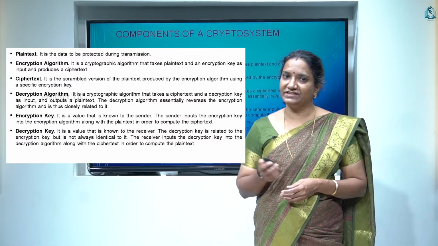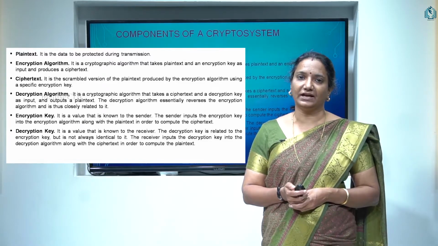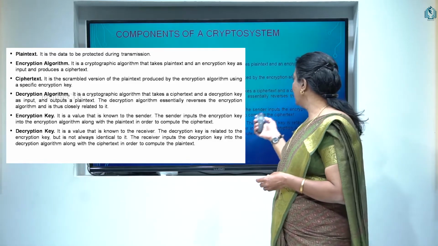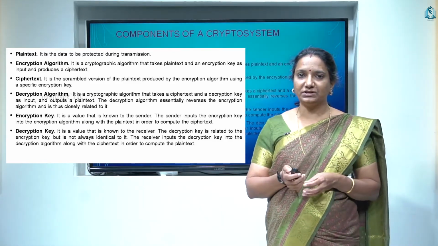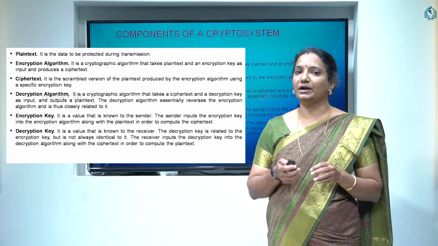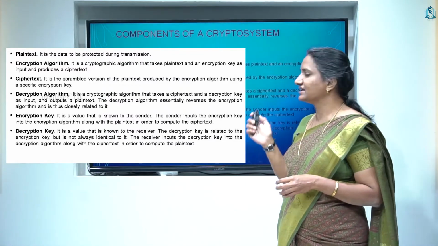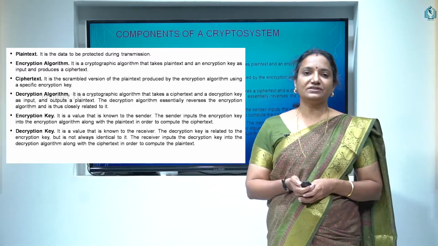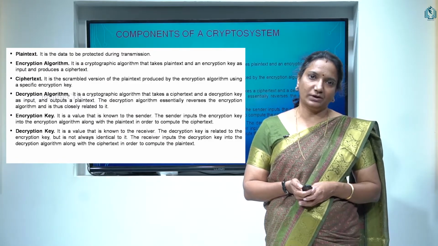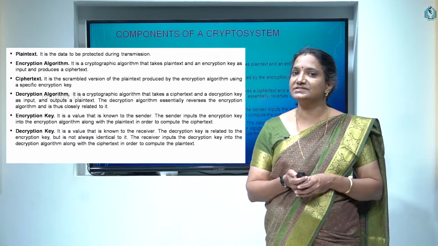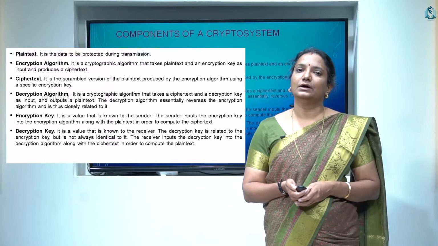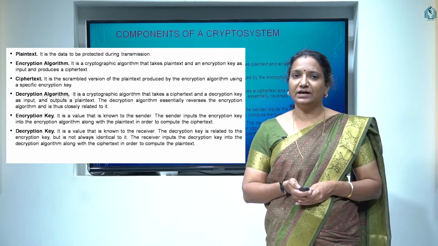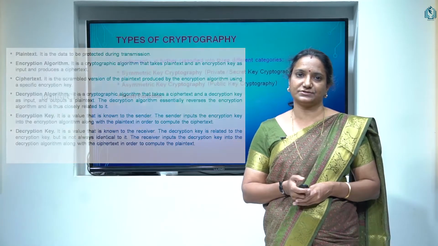And here there are two keys. One is the encryption key. The encryption key is a value known to the sender. The sender inputs that encryption key with the plain text for computing the ciphertext. Next, the decryption key. It is a value known to the receiver, where on the receiver side, the receiver uses this decryption key for decryption purposes. That's all about the main components of a simple cryptographic encryption system.